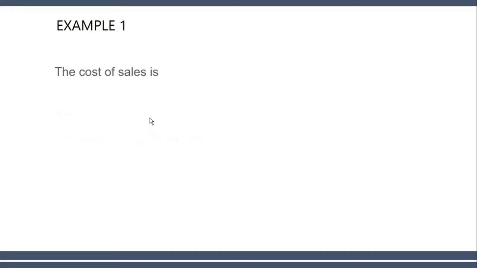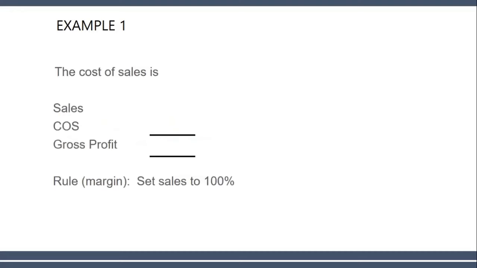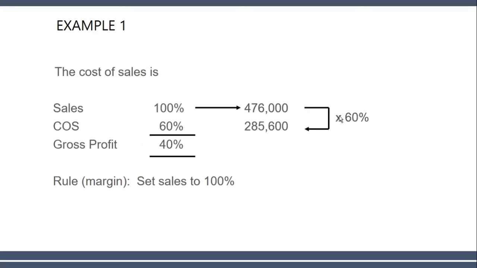Let's do like this. We put the numbers here. Sales, which is 100%. Profit is 40%. Cost is 60. This 100% is 476. And because it is margin, cost price is 60% of this number. Just take 60% of that, which is 285,600, and you get the answer. This is how you use this relationship.